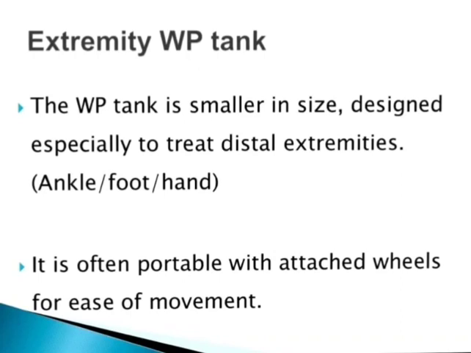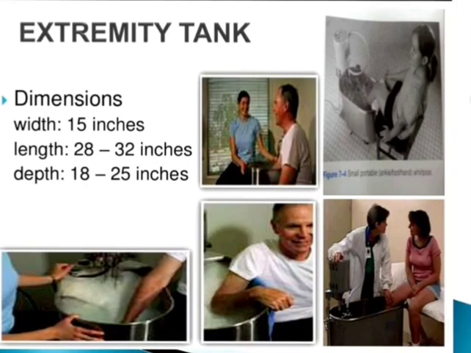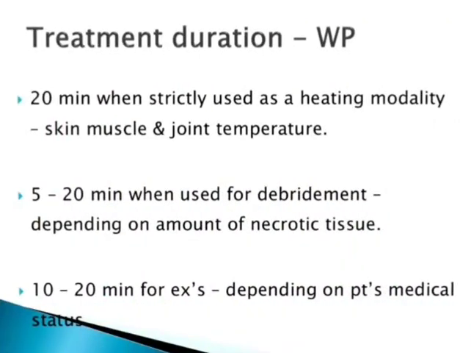Now the third one is the extremity Whirlpool tank. It is smaller in size, and it is designed specially to treat the distal extremities like ankle, foot, and hand, and it is often portable with attached wheels for ease of movement. So this is the extremity tank. Dimensions will be 15 inches width, length 28 to 32 inches, and depth 18 to 25 inches. So only a particular extremity can be treated. Now the 20-minute duration will be there when strictly used as a heating modality.